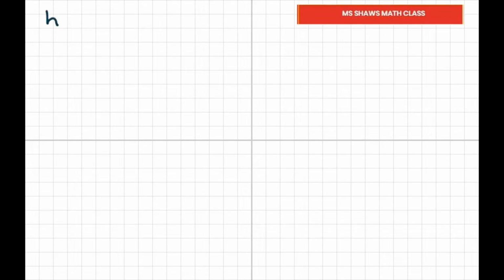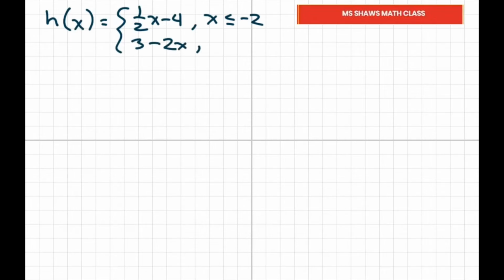Again, I should have written these out. So we have h of x equals 1/2 x minus 4 when x is less than or equal to -2, and 3 minus 2x if x is greater than -2. All the action is occurring around this -2 mark on the x. So let's see what's happening at -2. When I plugged in -2, we got -5. So let's go 1, 2, 3, 4, 5, and it can equal it.